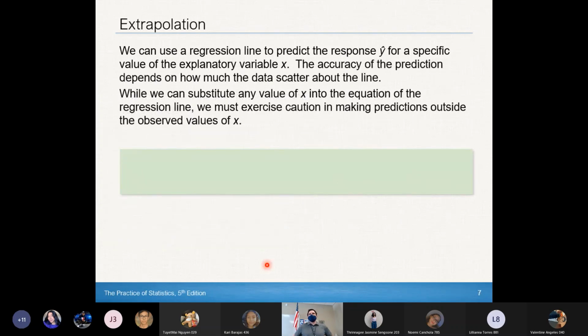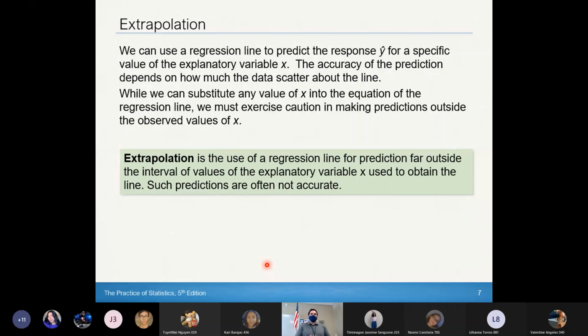We can use a regression line to predict the response y hat for a specific value of the explanatory variable x. The accuracy of the prediction depends on how much the data scatter about the line. While we can substitute any value of x into the equation of the regression line, we must exercise caution in making predictions outside the observed values of x. So it's wise to stay within the observed possible values for your explanatory variable. Going outside of those makes it a little more wishy-washy.